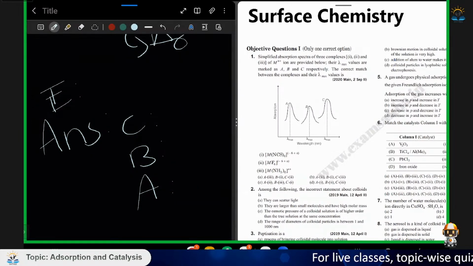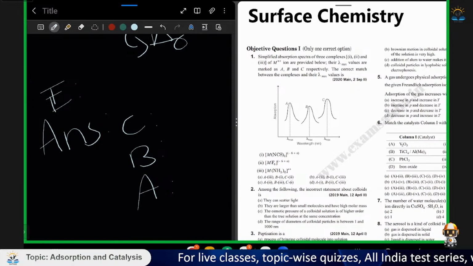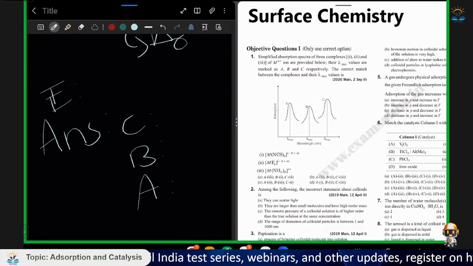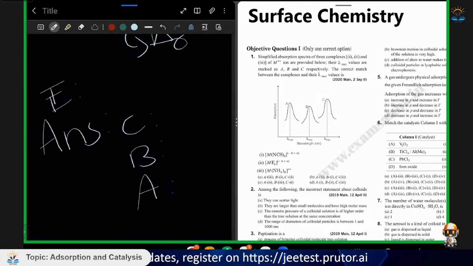Strength of ligands here: NH3 is stronger than NCS, stronger than F. Because in NCS, your nitrogen is donating. Isothiocyanate, right? In isothiocyanate your nitrogen is donating, but that lone pair is getting delocalized towards sulfur and carbon. So ammonia has more donating nature.